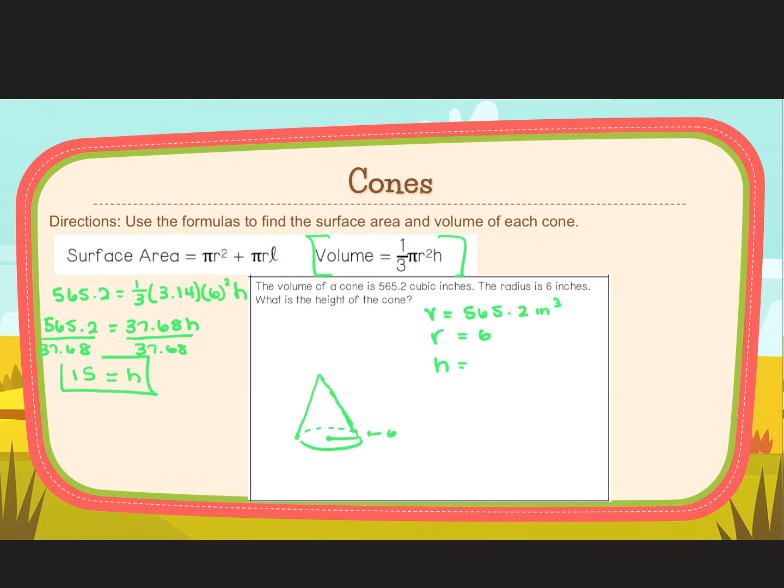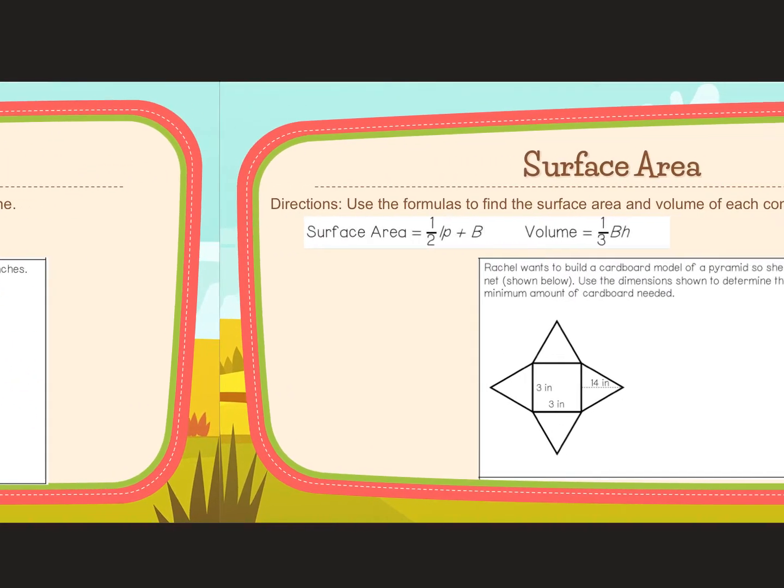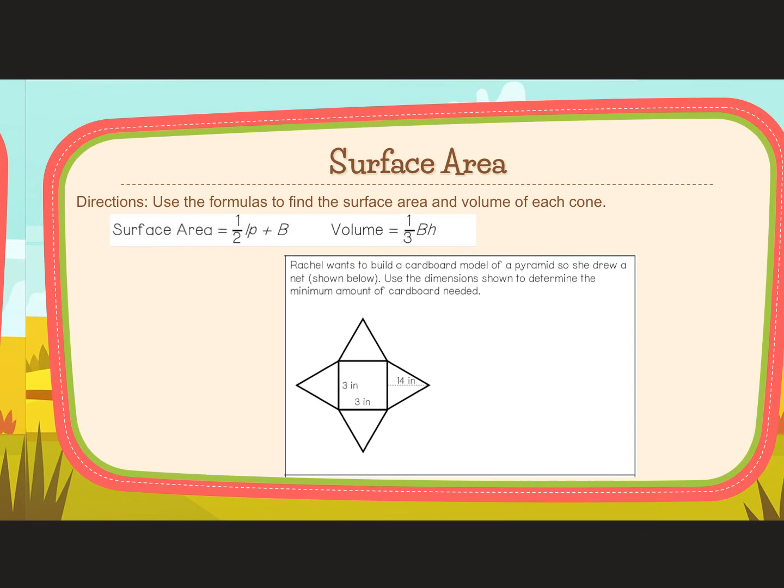All right, so not all the time will you be looking for the volume or looking for the surface area. Sometimes you'll be looking for a missing piece. All right, so let's go ahead and look at the surface area. So here we're looking at the surface area of a rectangular prism. Sorry, no, excuse me, square base pyramid. I keep going back and forth between the two, so I do apologize. So we're looking at a square-based pyramid.